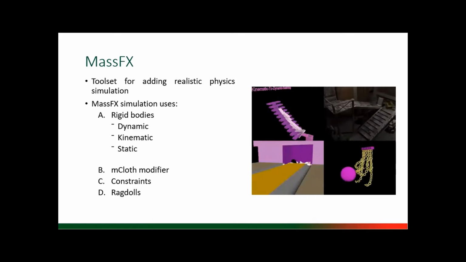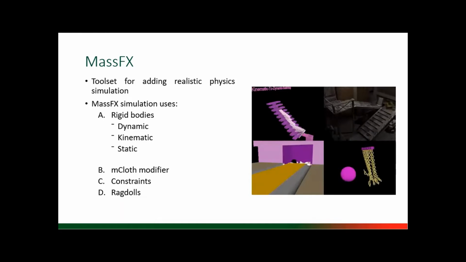So for example, if you want to model a curtain being blown by the wind, I will show that later on, how you will do that to give your scene a more natural, more organic look that is more interesting to the eye. So basically MassFX uses a few elements, or I would say modifiers.